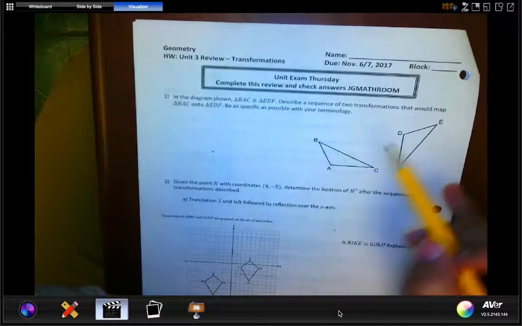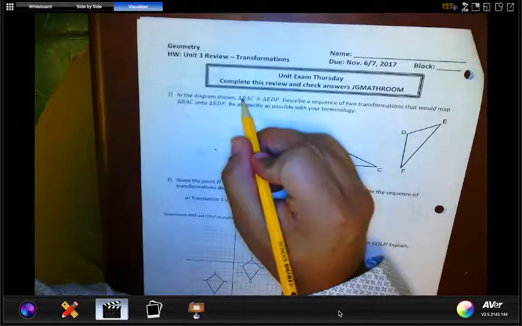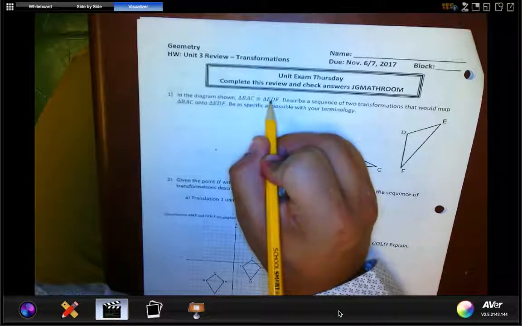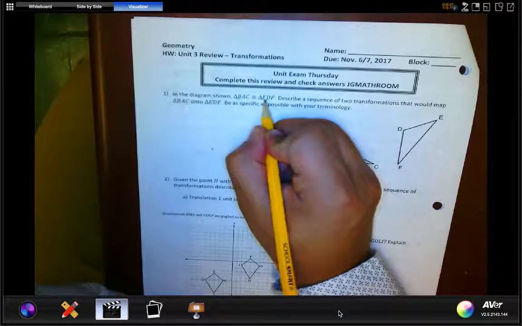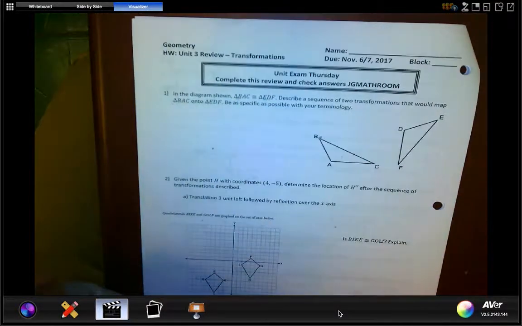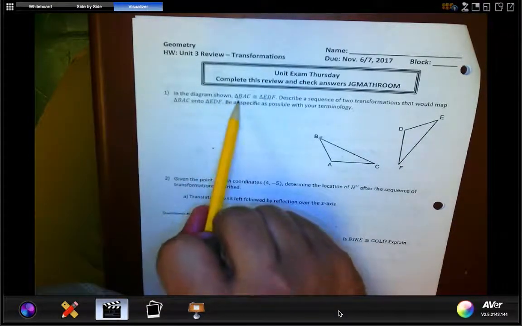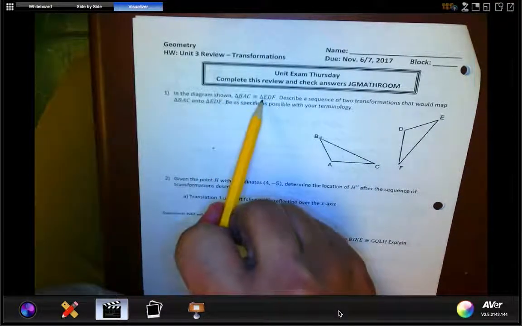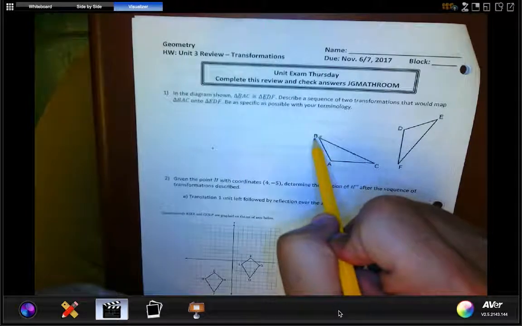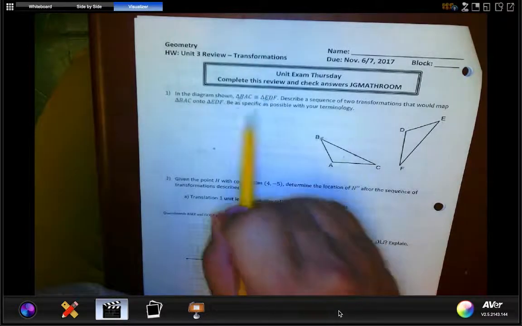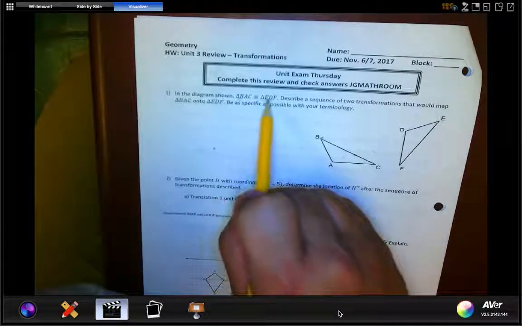Well, again, how do I know which points are corresponding here? Well, I can tell by the names of the triangle. Notice that B is here, and also E is in the same position according to the names. Those are the corresponding points. They are in the same position. So B has to land on top of E. So how do I get B to map to E? Okay, that's my question there. How do I get A to map to D, and how do I get C to map to F?